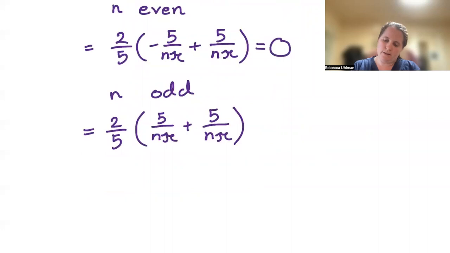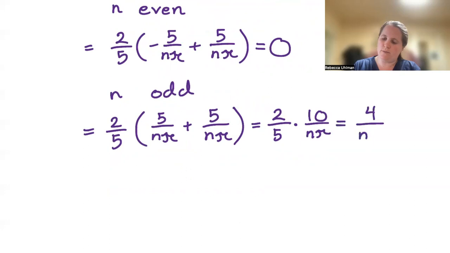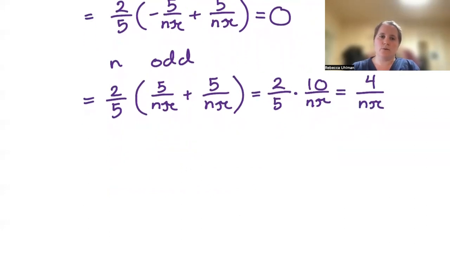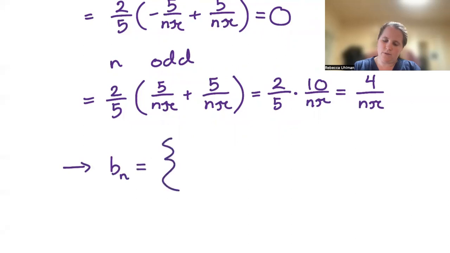And this is 2/5 times 10 over n pi, otherwise known as 4 over n pi. So what we get then is that b sub n is equal to 0 for n even, and 4 over n pi for n odd.